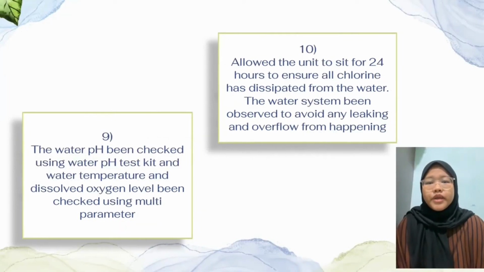Ninth, the water pH is checked using a water pH test kit. Water temperature and dissolved oxygen level are checked using a multi-parameter. Tenth, allow the unit to sit for 24 hours to ensure all chlorine has dissipated from the water. The water system is observed to avoid any leaking and overflow from happening.